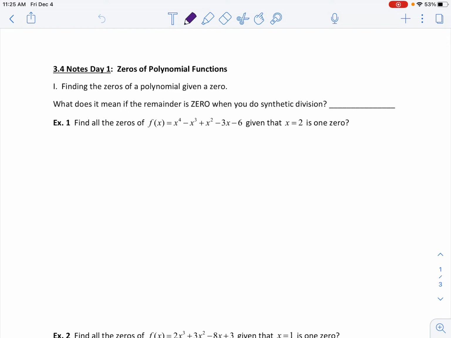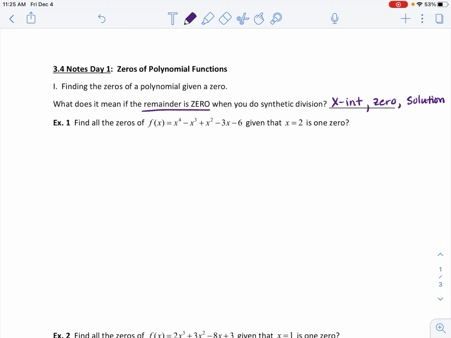So that actually means when your remainder is 0, you have just found an x-intercept, or you have just found a 0 of that polynomial, or you have just found a solution for that polynomial. So all three of those things mean exactly the same thing: x-intercept, solution, or 0. Okay, so let me show you how this works.